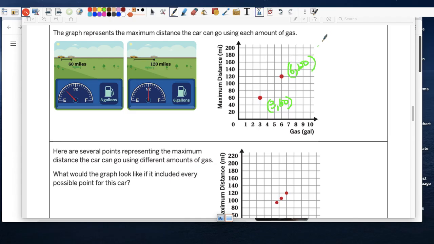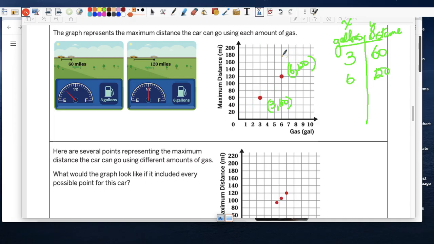So if I only gave you those two, could you tell me if this relationship is proportional? What are we comparing? We're comparing gas, so let me create a table. The x value represents the gallons of gas that you have in the car, and the y represents the distance you drive in miles. So if you have 3 gallons of gas, you can go 60 miles. If you have 6 gallons of gas, you can go 120. Where is the constant of proportionality? Where is the unit rate? Those are the questions that I want you to answer.